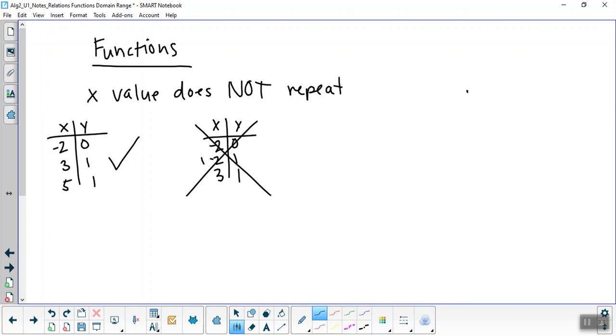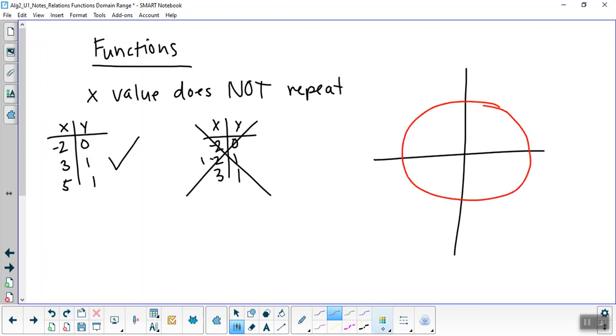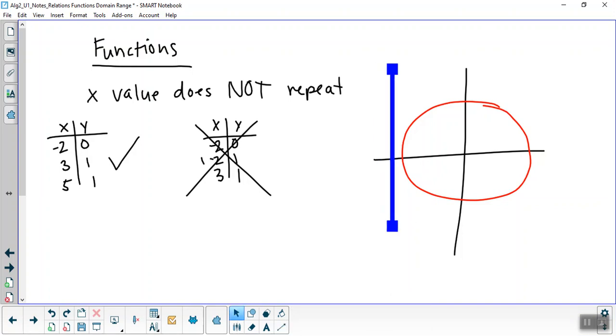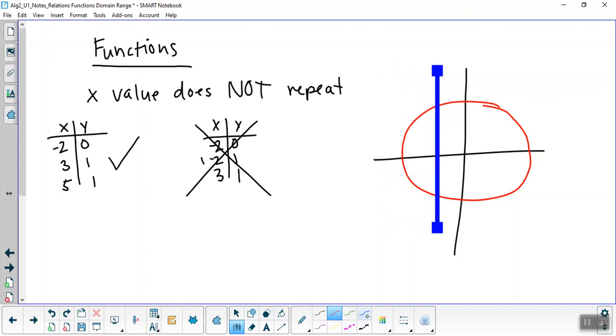If we had a graph, oh, sorry, let me try that again. If we had something that was graphed like this, we could use a vertical line test. So let me get my vertical line. As I take this vertical line and move it through the graph, since it touches twice, that means it is not a function.